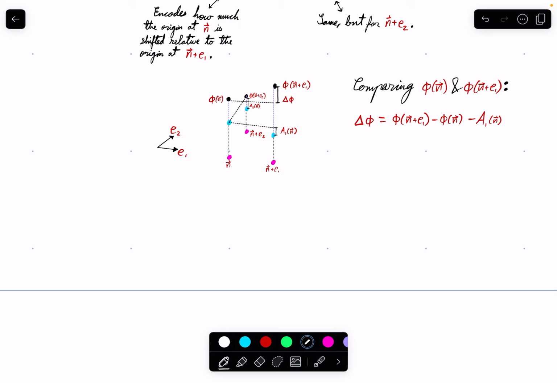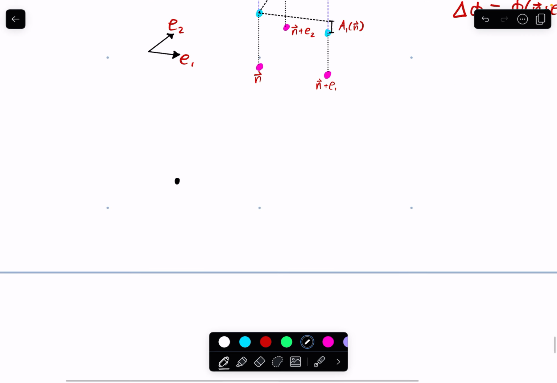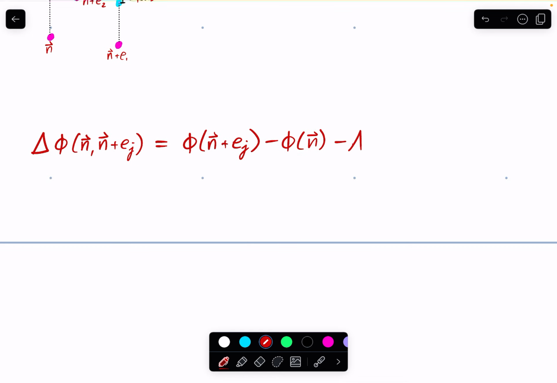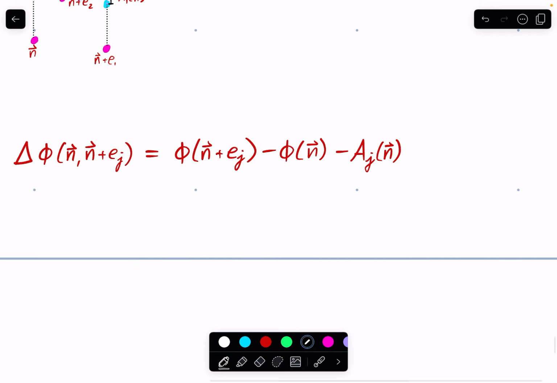I was going to say something, but it's not actually adding anything new. So the way to say that it generalizes is to just say that for a particular direction, the change in the field from n into n plus some direction j is the field value in that direction minus the field value that hasn't moved, and then minus a j, the difference between them.